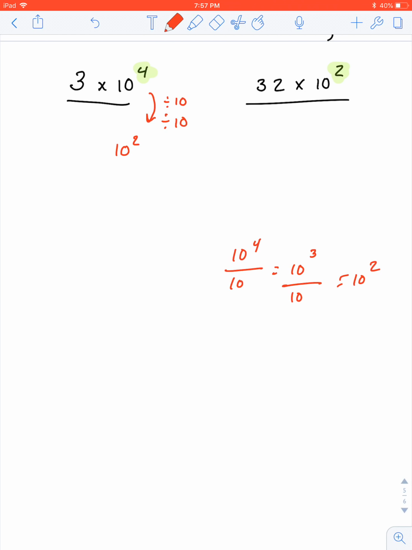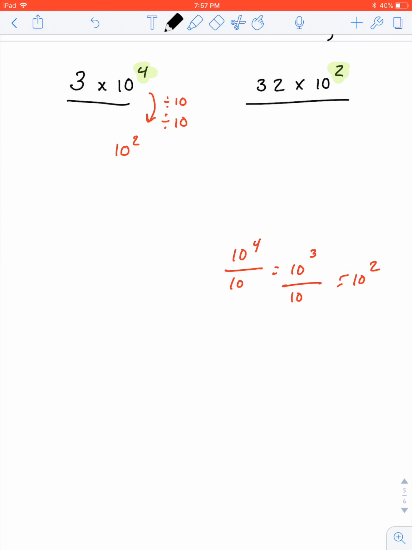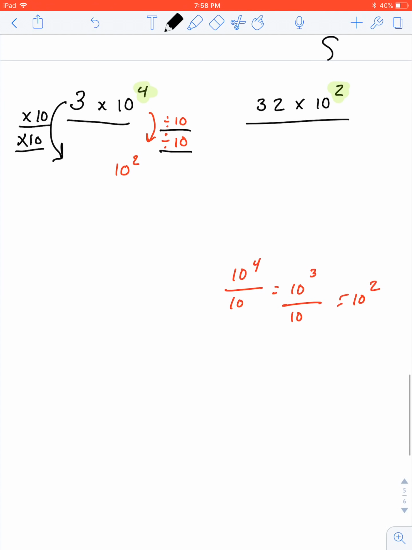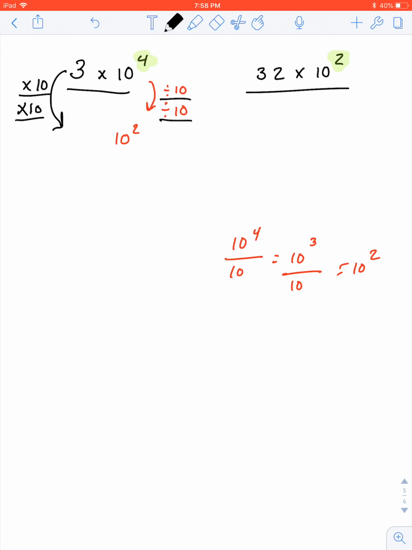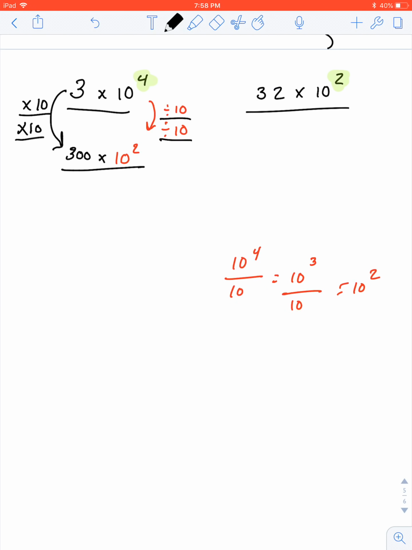Okay. So then, since we're dividing by 10 on the right, we're going to have to make this one larger by multiplying by 10. Okay, each one helps maintain the balance. So if you do 3 times 10 and then times 10 again, you're going to end up with 300 times 10 squared. So now take a moment once again and look. 300 times 10 squared, and then we have 32 times 10 squared. Which one's larger? It's going to be this one again.